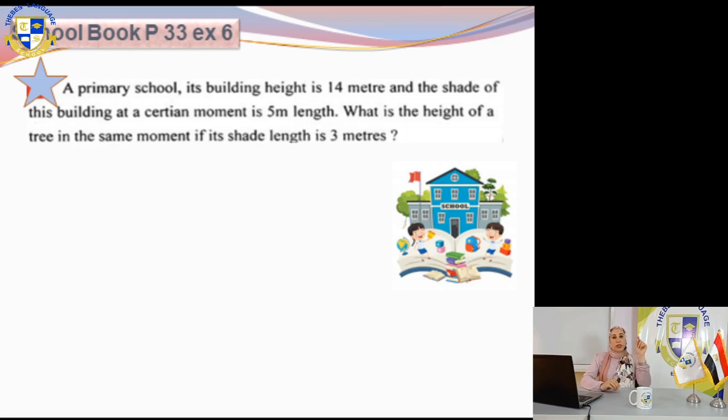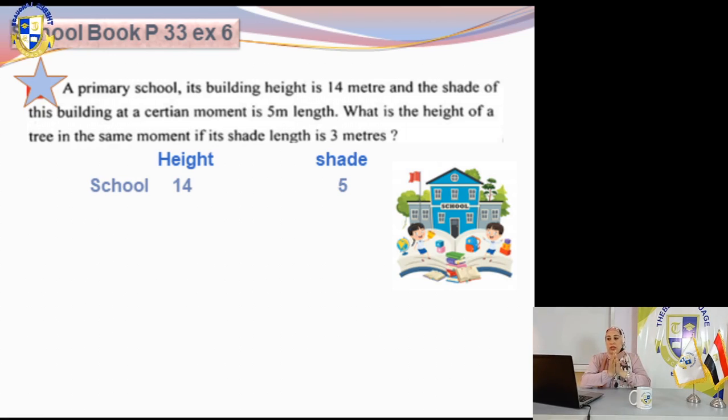Now, put the names of which we have, height and shade. We have height and shade for what? For school and tree. So I'll put the values of school on the same line and the values of tree on the same line. I'll start by 14 meter, it will be under the height, and 5 meter, it will be under the shade.